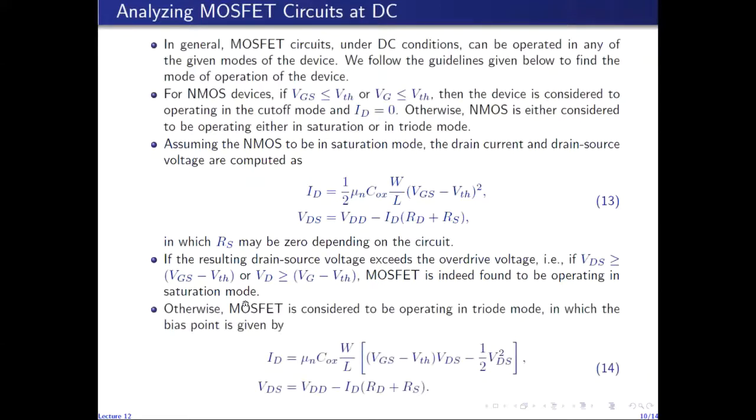Otherwise, you should consider that the MOSFET is operating in the triode mode, and you should recompute the bias point, the DC voltages and currents in the circuit, by using these expressions. This is the equation of the drain current when the MOSFET is operating in the triode mode, and then using this drain current, you can find the drain to source voltage. Following these guidelines, you can analyze any MOSFET circuit at DC in general.